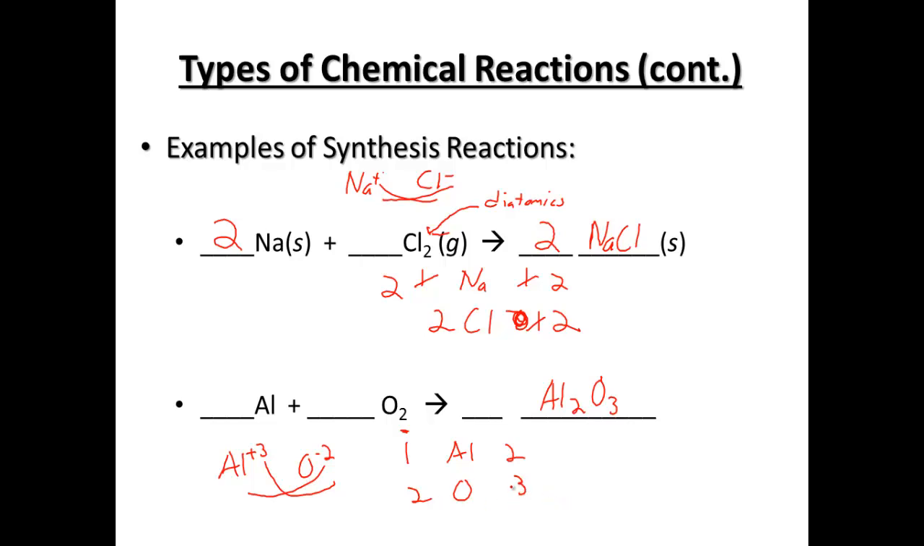Now if we have a 2 and a 3, lowest common denominator was 6 between those. So to get to a 6, first off, 3 times 2 is 6, 2 times 3 gets us to 6. 3 times 2 is 6, and that changes our aluminum from 2 now to 4. So to finish out, aluminum's not balanced, oxygens are. 1 times 4 is 4. So 4 aluminums plus 3 oxygens produces 2 aluminum oxides. So synthesis to make a larger compound.